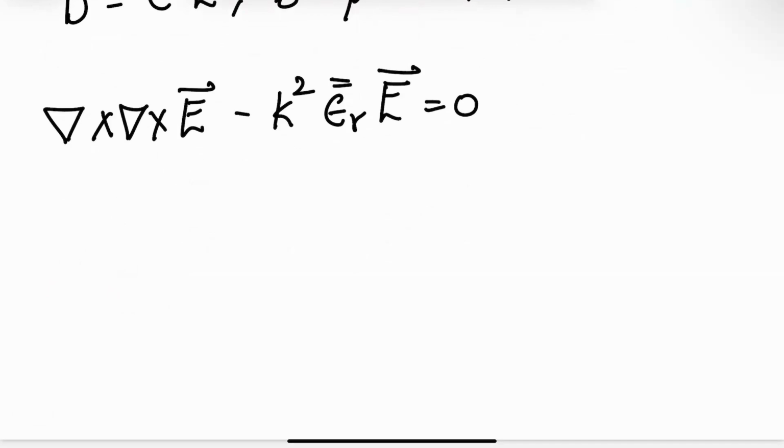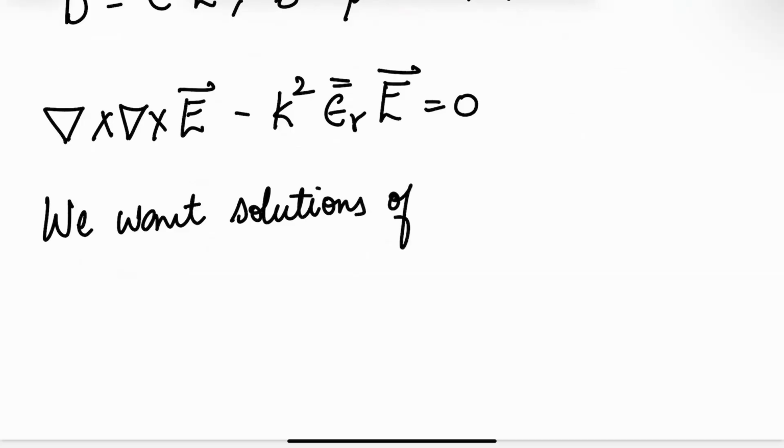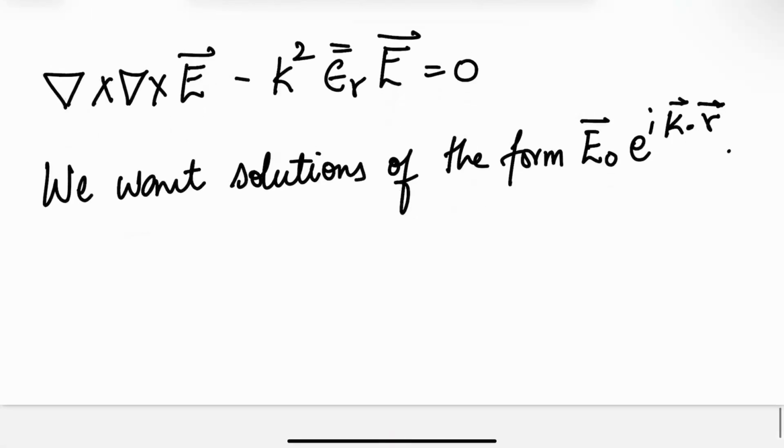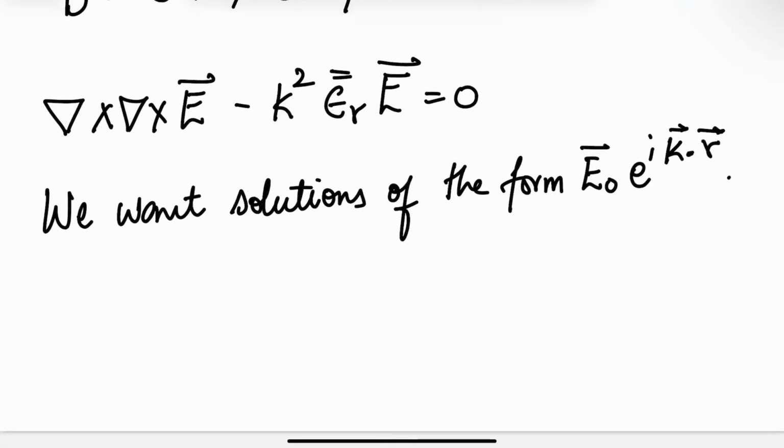Okay. So we want solutions of the form E naught e to the i k dot r. So these are our plane wave solutions. So what do we have to satisfy in order to get that? So we saw that in free space, or in a homogeneous isotropic medium, we have to satisfy the dispersion relation. So we want to see what is the analog of the dispersion relation for an anisotropic medium.